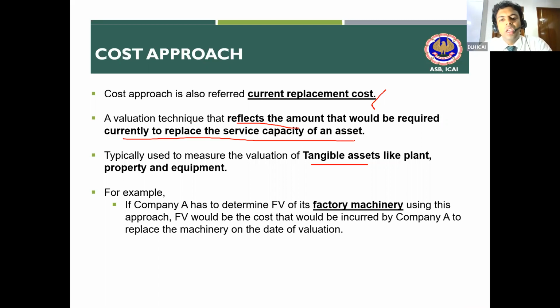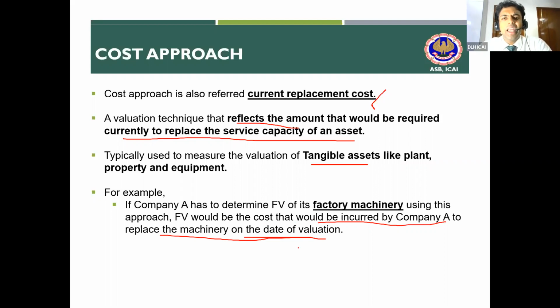It is generally used in the fair valuation of a tangible asset like plant, property, and equipment. Let's understand this with an example. If company A has to determine the fair valuation of its factory machinery using this approach, the fair value would be the cost that company A would incur to replace the machine on the date of valuation. That cost becomes the fair value. That cost is also called the current replacement cost.